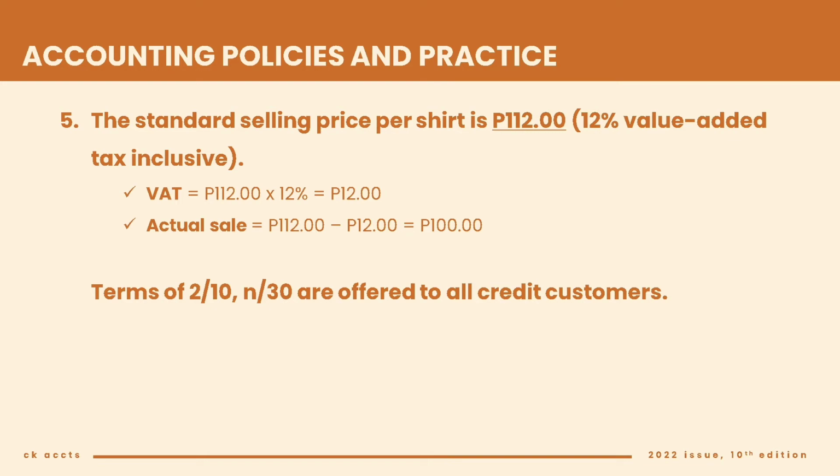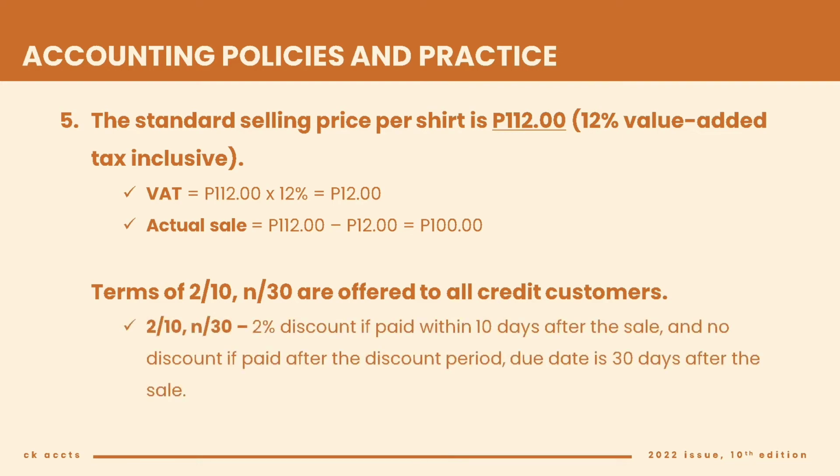So, probably alam niyo na din kung ano ang ibig sabihin nitong mga terms na to. When we are dealing with 2/10, n/30, ibig sabihin, merong 2% na discount kapag nagbayad within 10 days after the sale, and no discount if paid after the discount period, but the due date is 30 days after the sale. Okay? So, basic na yan na dapat alam niyo kung paano basahin yung terms na yan. The 2/10, n/30 as an example.